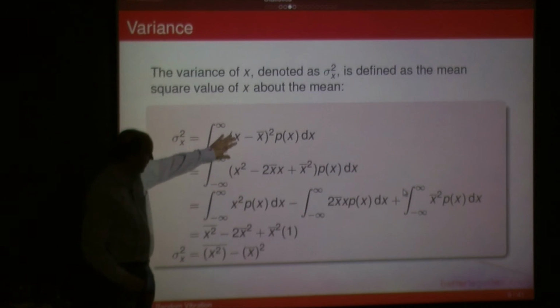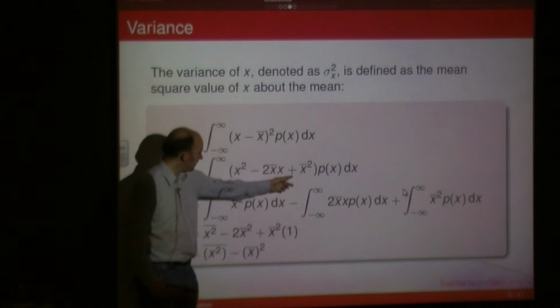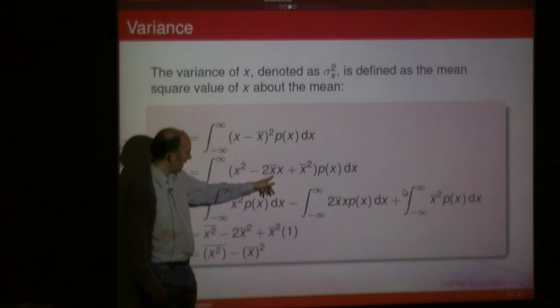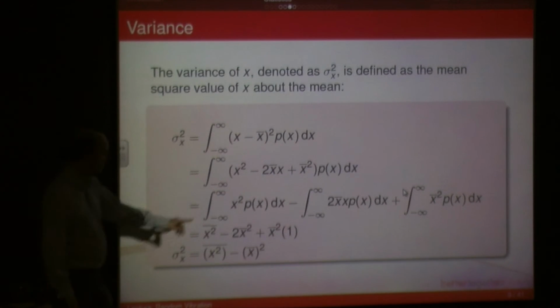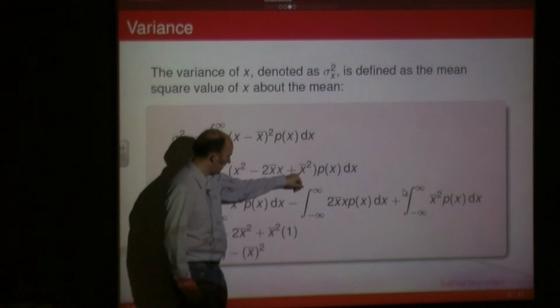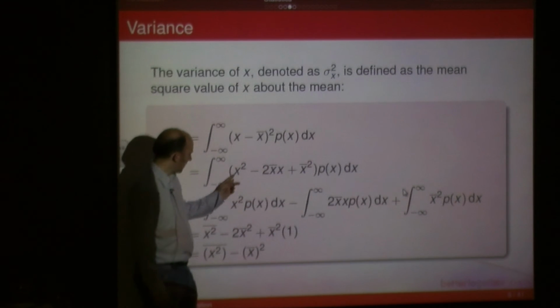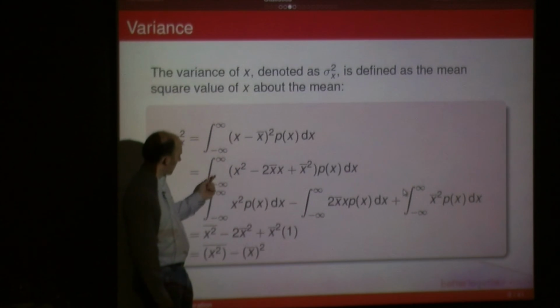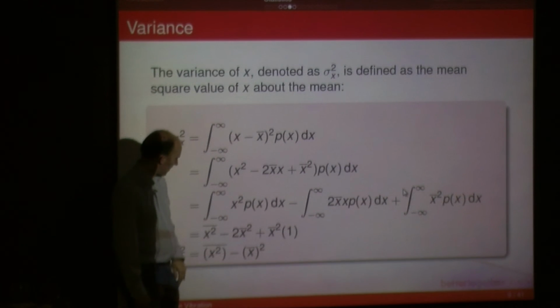So going through this process, obviously what I've done here is I've expanded this out. So you get x squared minus 2 x bar x plus x bar squared. This is a constant, so this is relatively straightforward. We don't have to worry too much about that. What I've done is I've basically separated the integral into three different integrations with each of these coefficients.